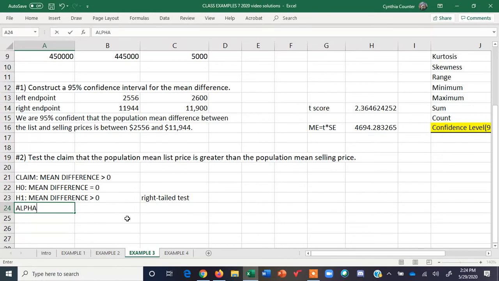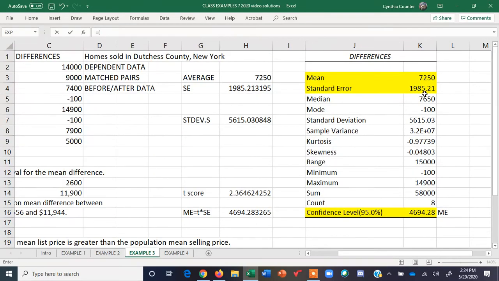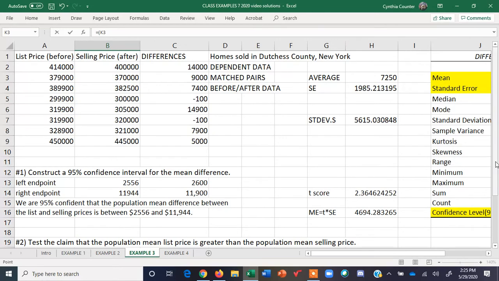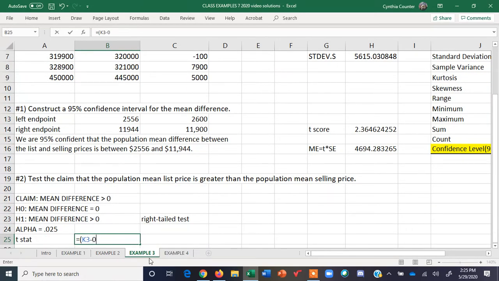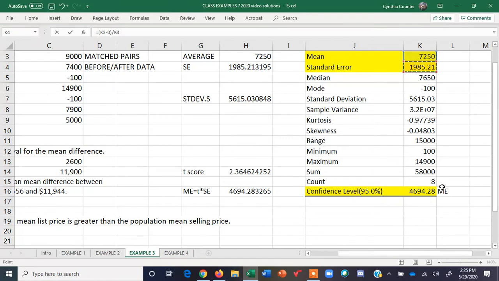Since I do one-tailed tests, I like to choose a one-tailed alpha, so instead of 0.05, I like to use 0.025. Let's make sure that is a decimal point. Okay, so now once we have this information, all we need next is the t statistic. The t statistic is a t-score, and it's computed by finding the difference between the sample mean and the value in the null hypothesis. Our sample mean difference is 7250. The assumed value is 0, so I can do minus 0. Since that doesn't do anything, you could actually ignore the subtract 0 and just do the sample mean difference divided by the standard error, 1985.21.